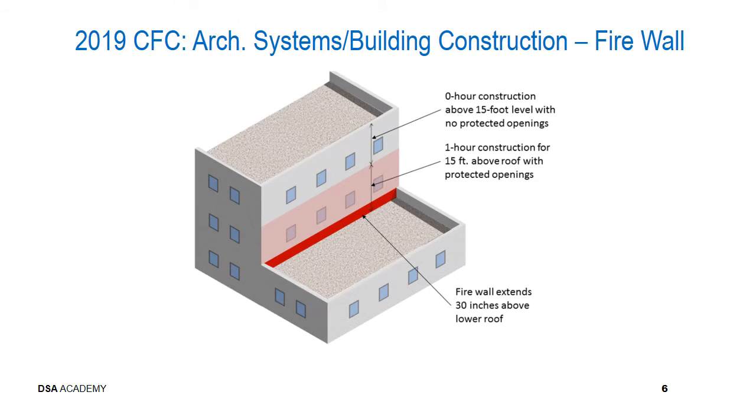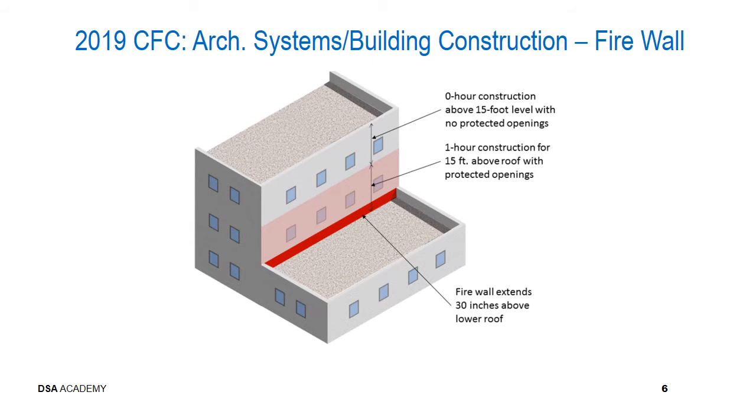Here's an example of a stepped building where the firewall extends 30 inches above the roof line of the lower roof, and then the wall is continued with 1 hour construction for 15 feet above the roof, and all openings within that 15-foot section must be protected with rated assemblies. Above the 15-foot elevation, no protection is required.